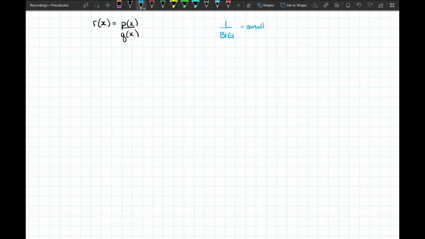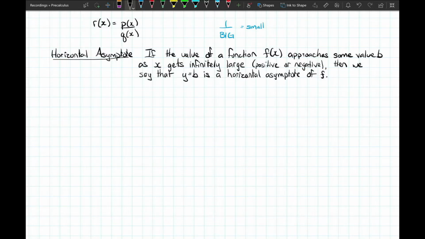Any case where we see that as x gets very large, this rational expression at least approaches some sort of fraction, then we call that a horizontal asymptote. If we ever just let x get infinitely large, either positive or negative, and the value of some function approaches a number b, we say that y equals b is a horizontal asymptote. And there's a few cases that we can consider whenever we have a rational expression. And it really depends on which of the two functions gets larger, p and q.